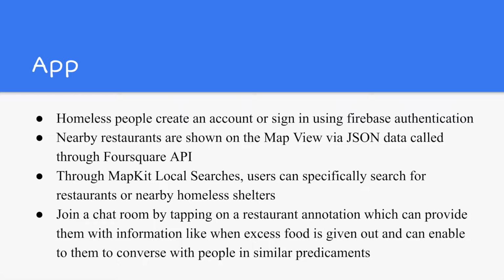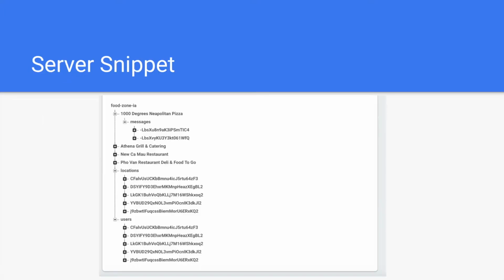Then on a map, a user can easily search locally for any restaurant in particular, or they can just view all the restaurants accessible to them on the map itself. Then when an annotation is clicked, they can easily join a chat room by tapping on the restaurant, and it will provide them with information like when excess food is given out, and they can easily message the owners or any other user of the restaurant.